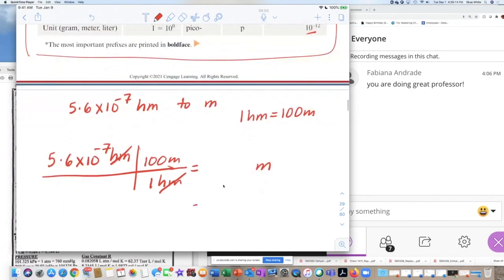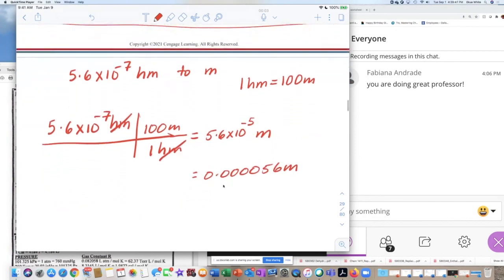So if it's in meters, it's point, there's four zeros. So point 0.000056. Wait, how many zeros? Then you can convert that. One, two, three, four zeros. So then once you return it back, that would equal 5.6 meters times 10 to the negative 5. Right. Very good.